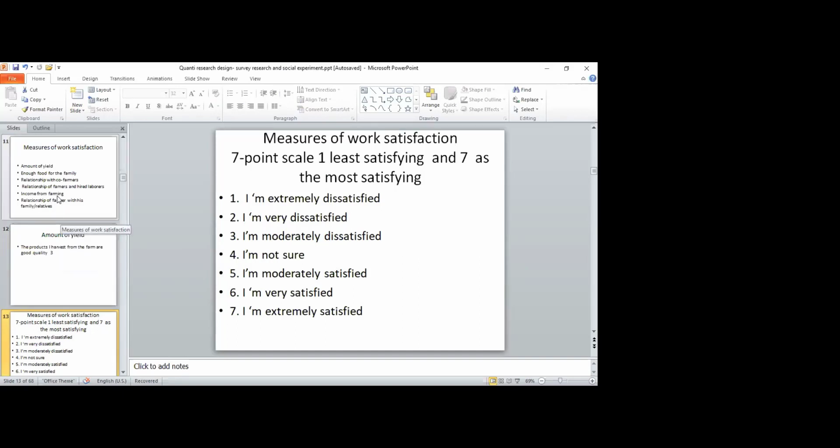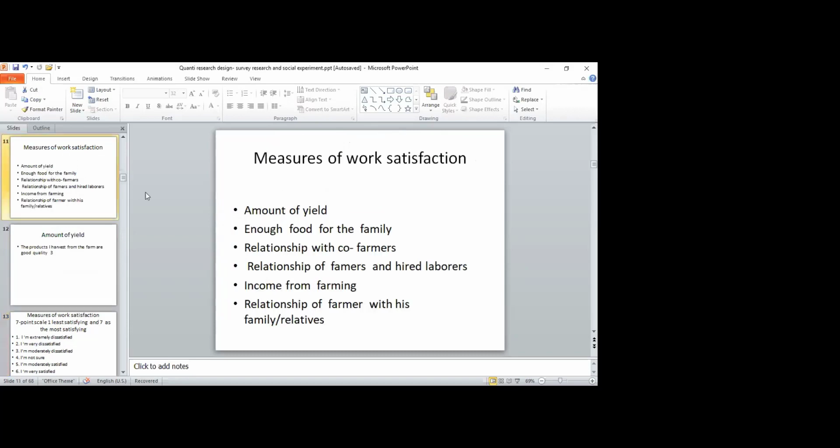Okay? What are these? These are our measures. This is how we operationalize satisfaction. These are what we use to operationalize satisfaction. Then we make a statement for each of these and then ask them their level of satisfaction. Okay, and that is what you will do, right?